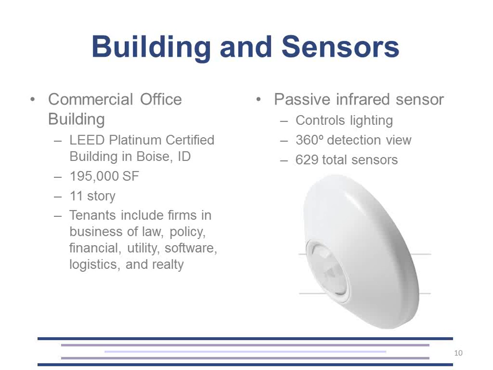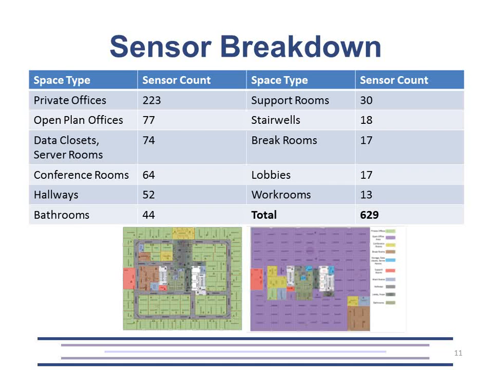And after a certain time delay that the occupants leave that particular space, the lights will shut off. Usually it's 10 minutes. And there's a total of 629 sensors in that building. Here's a breakdown of those sensors, with the private office having the most, which is 35% of the sensors, and open office plans having 12% of the sensors.